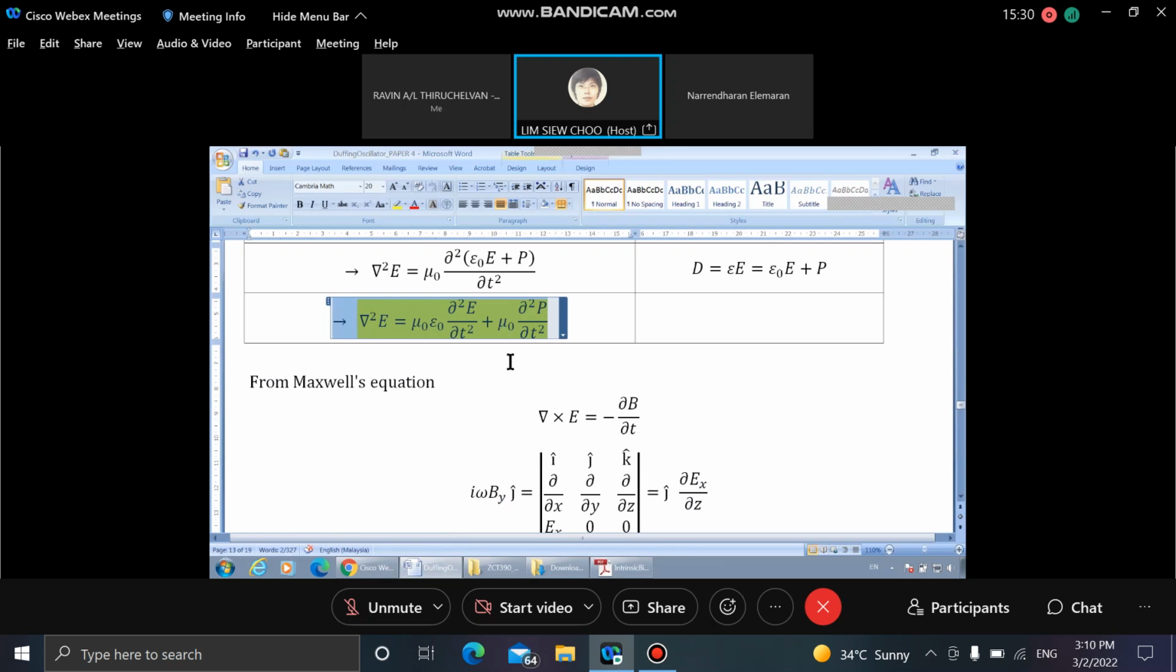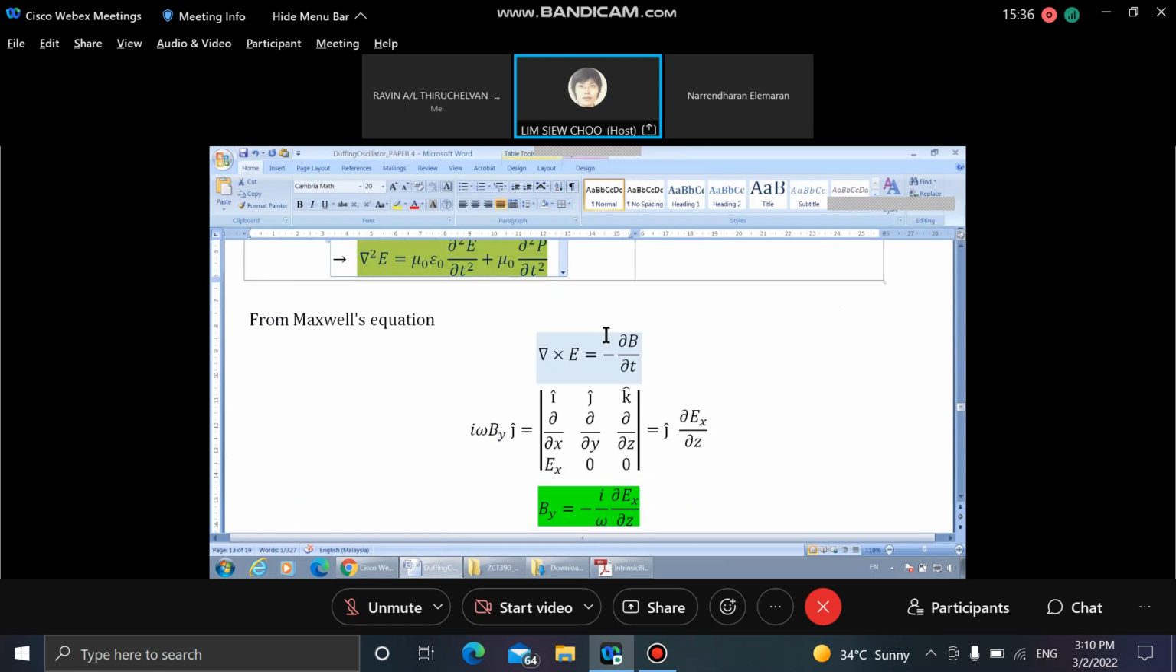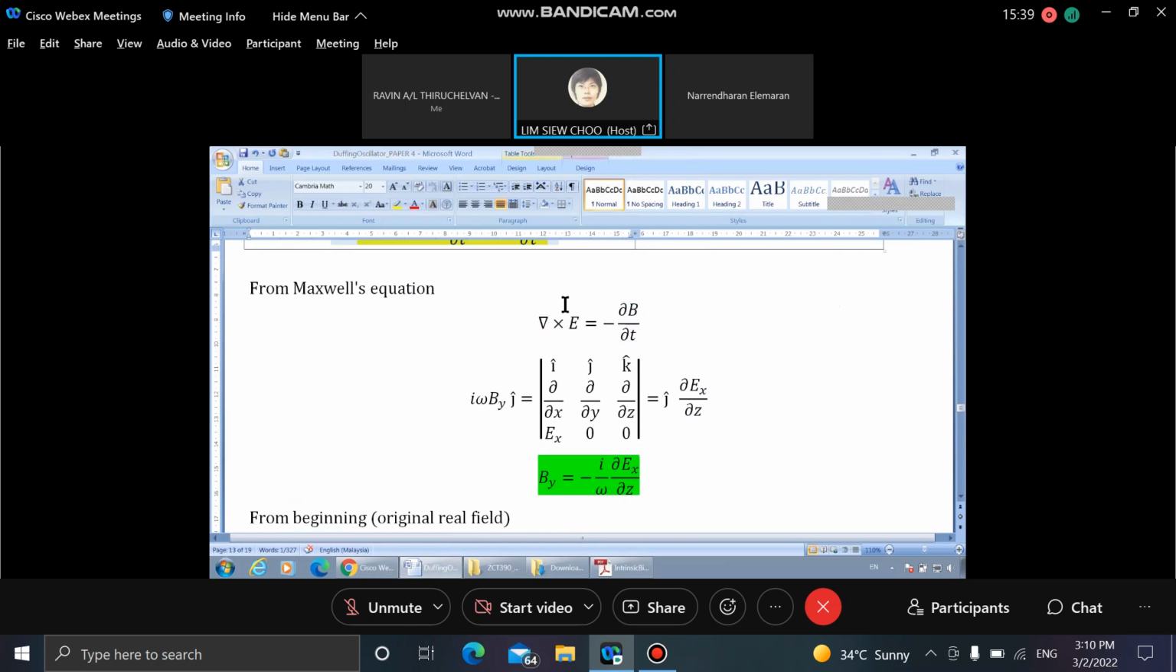Before you do anything, this is the wave equation in terms of E and P. And before you do anything, we have to use one of the Maxwell equations, curl E. So this part is the B, we consider it has the same time dependence as the E field. So if you take the time derivative, you have i omega. So you have minus i omega, minus minus, you get positive i omega. And then this part is the amplitude. This is the curl E.